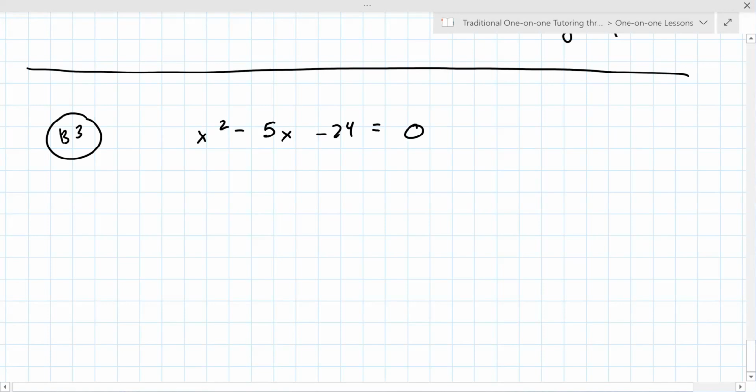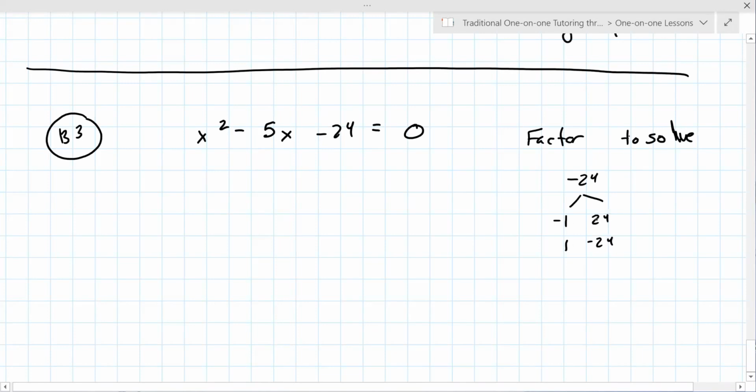Here we're going to factor to solve. Okay, so this is a totally new approach. We're going to factor to solve. Notice everything is on the left-hand side of the equation. When it's in this format, you look at this last number, minus 24, and you write all the pairs that multiply to minus 24.